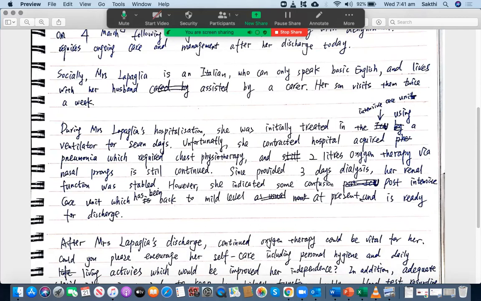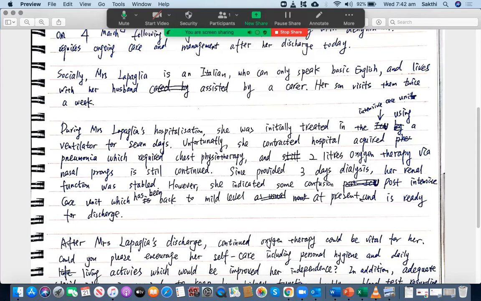All right. So this is a good structure. Again, a very good structure. All right. Her son visits them twice a week. There should be a full stop, and I think she placed it here, but it doesn't look like a full stop. You could have placed a full stop clearly here, Alice. Okay, let's go to the next one.